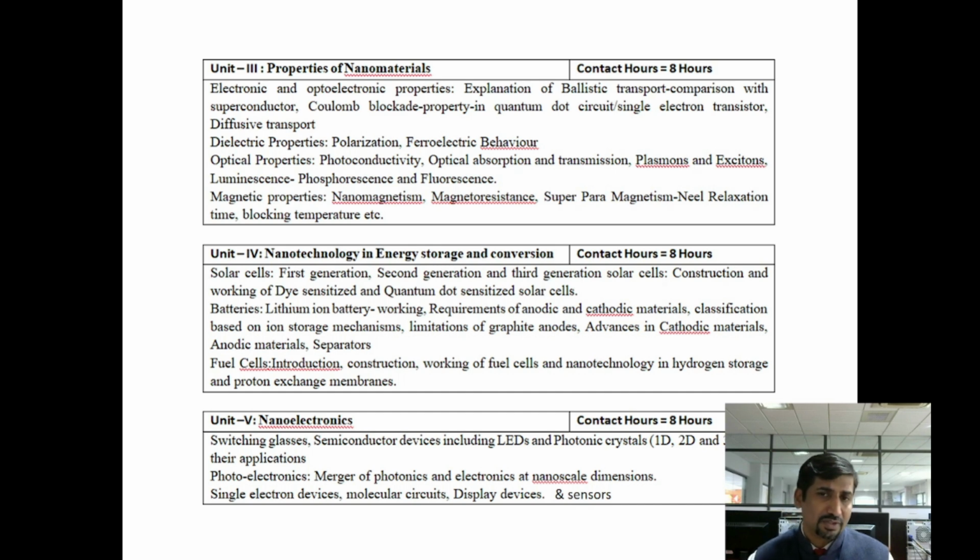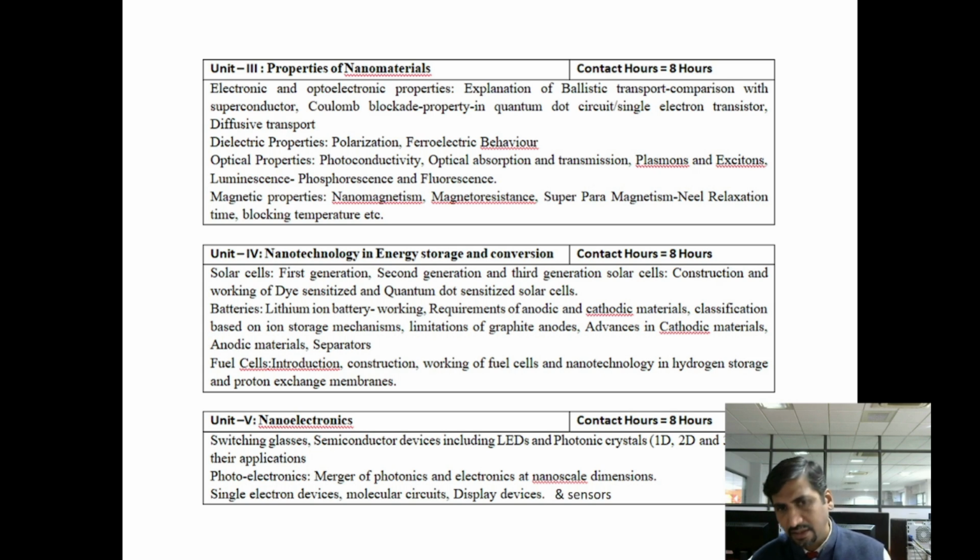Okay, what are the requirements of anodic material and cathodic material, classification based on ion storage mechanism, and why we cannot use graphite as anodes, right? What are the limitations? Okay, advances in cathodic materials, anodic materials, and separators. The advances we'll study in this energy storage and energy conversion devices, right?